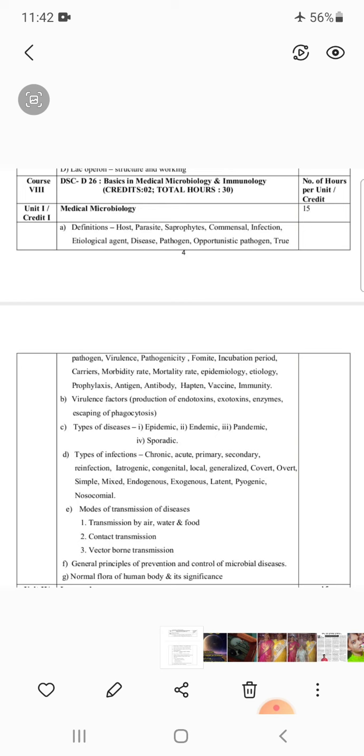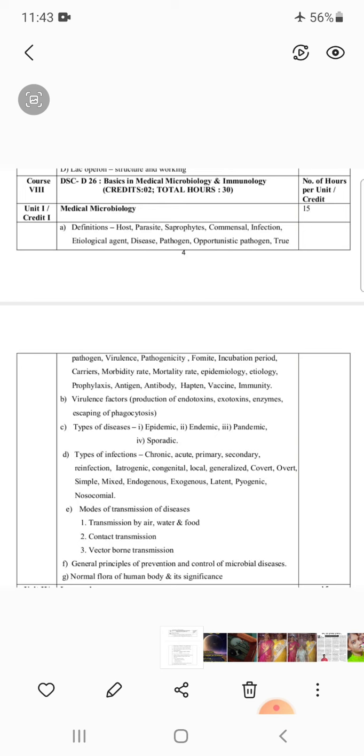Sporadic disease is a disease that occurs infrequently and irregularly in human beings. Now, D point is types of infections. First infection is chronic infection. Chronic infection is a long-term infection. Acute infection, a short-term infection, is known as an acute infection. Next one is primary infection.